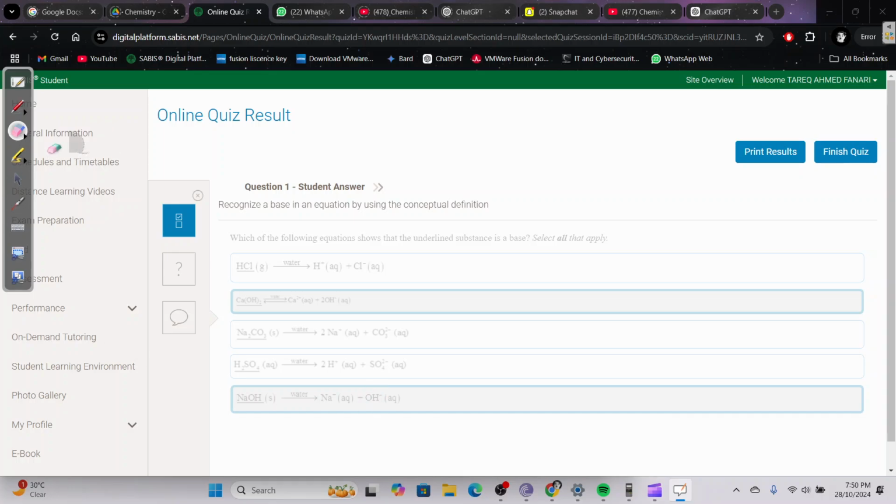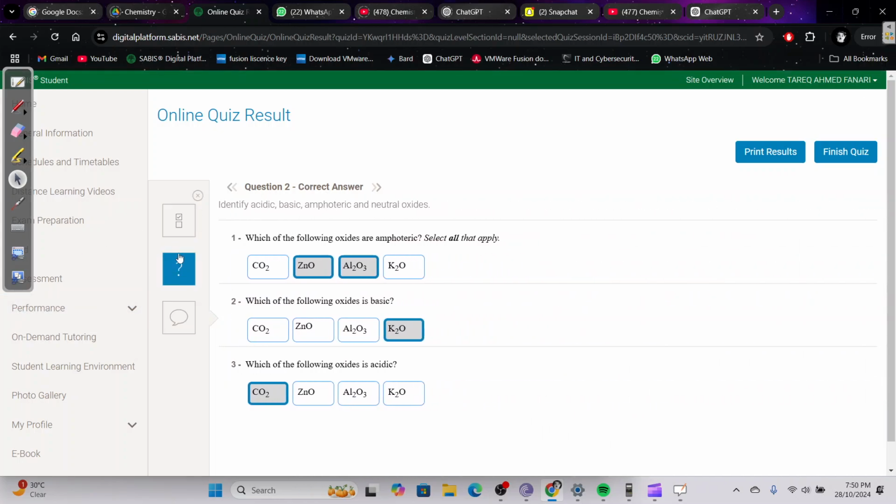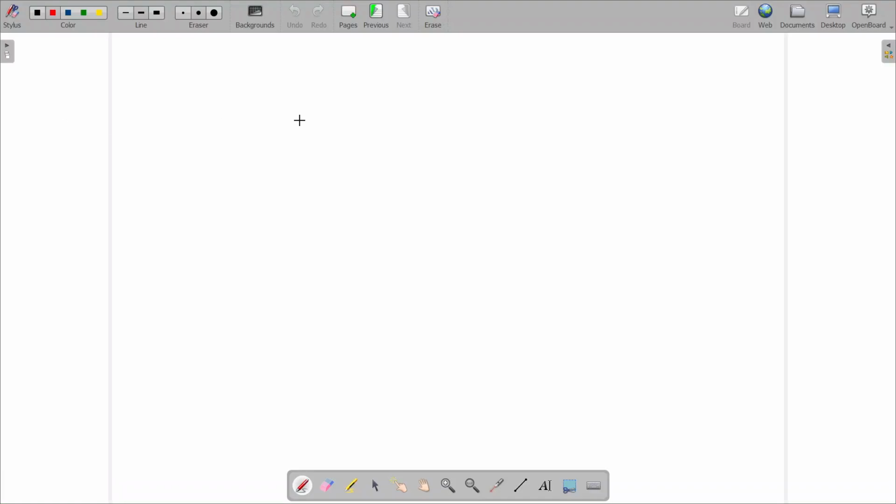Okay, question two. Which of the following bases are amphoteric? Okay, this one I'm going to need to explain. So we have our oxides.